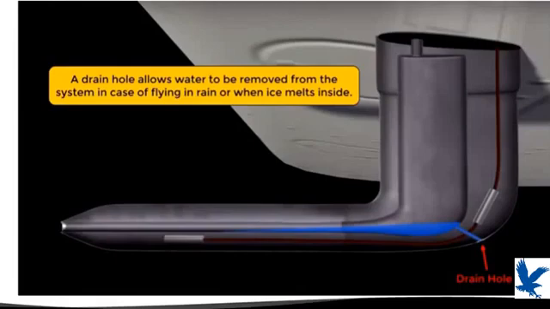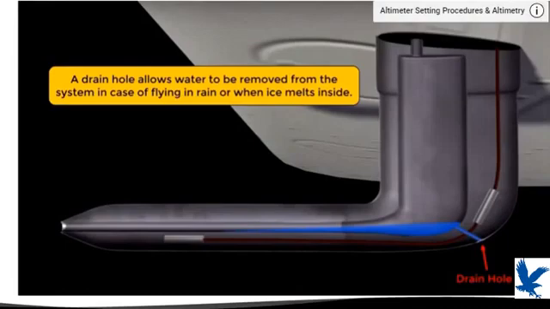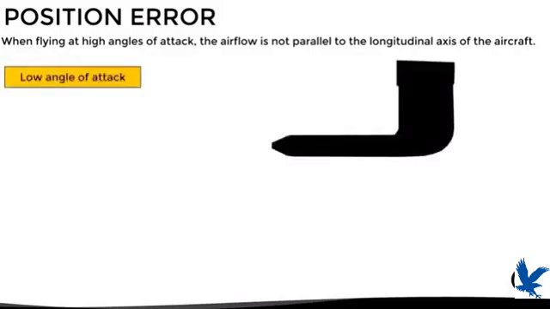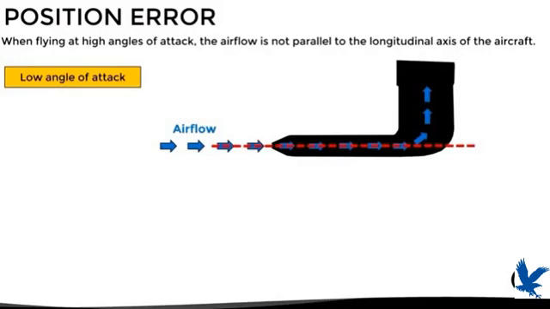However, there are some errors that cannot be eliminated, the so-called position errors. The thing is that when flying at high angles of attack, the airflow that hits the aircraft is not parallel to the longitudinal axis, which also means that it is not parallel to the pitot tube. Let's see this through an example. When we fly at low angles of attack, we can see that the airflow is practically aligned with the pitot tube, which allows obtaining a fairly adequate total pressure measurement.